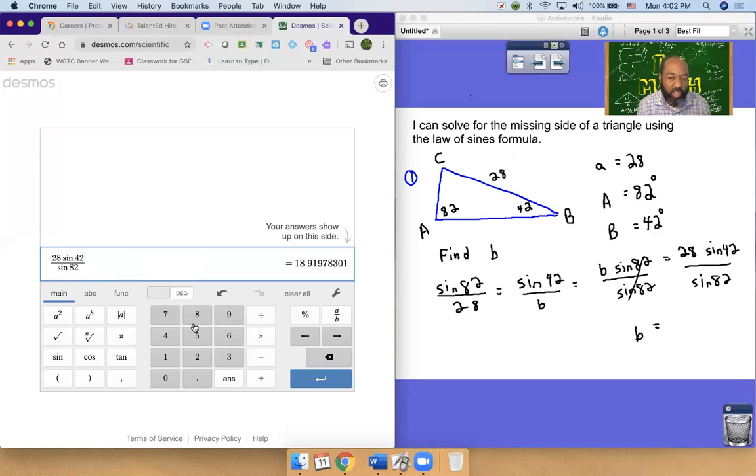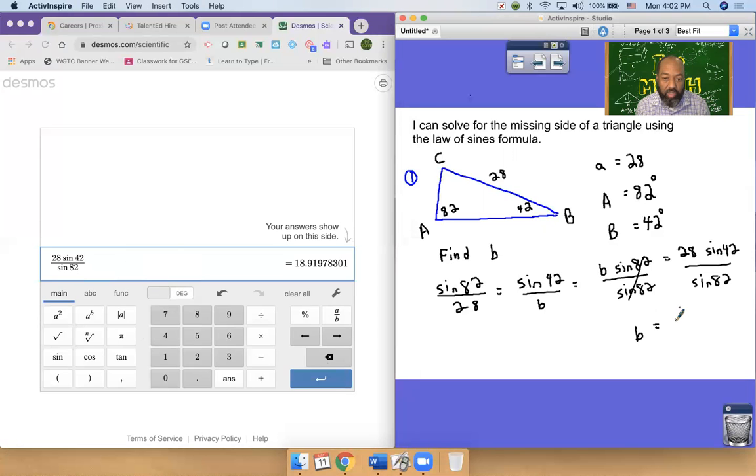So I can round it to the nearest tenth. I didn't specify, so I'm going to give you the answer rounded to the nearest tenth. I'm going to say 18.9, and I didn't give you feet or whatever. I didn't give you inches. I didn't even give you a unit. So 18.9 would be your final answer.